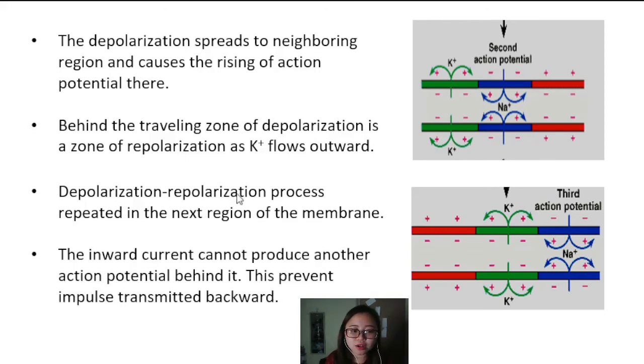The inward current cannot produce another action potential behind it. This prevents impulse from being transmitted backwards. So kalau kamu nampak di sini, dia ada dua arah kan? Okay, for the repolarization, it will occur towards the front and towards the back, but the one towards the back will have no effect, only towards the front.